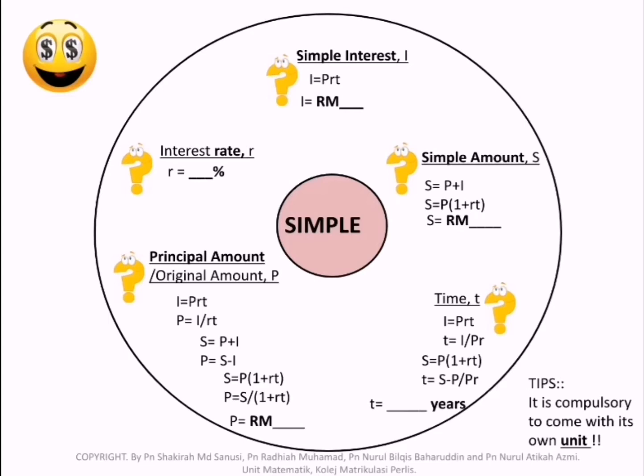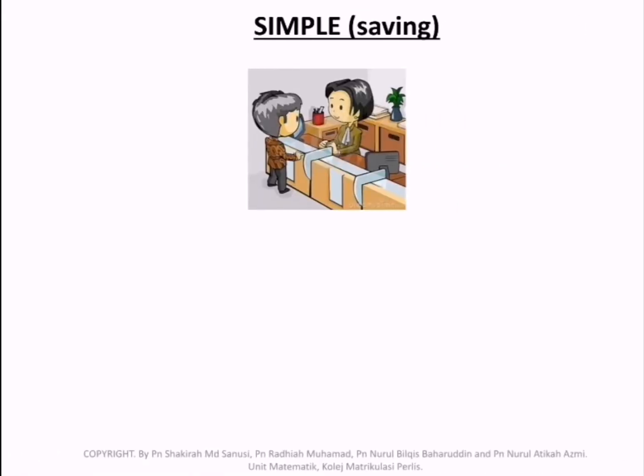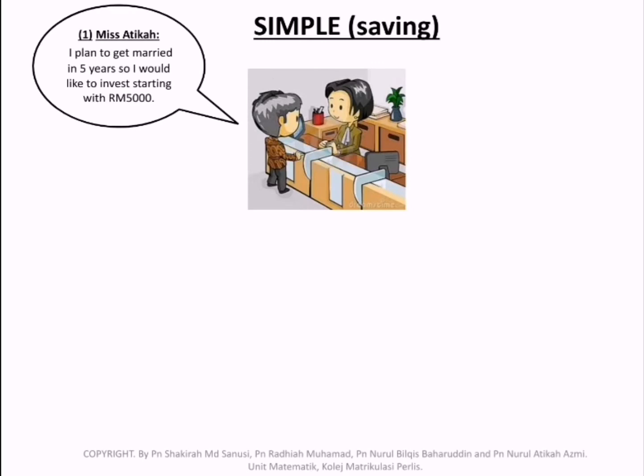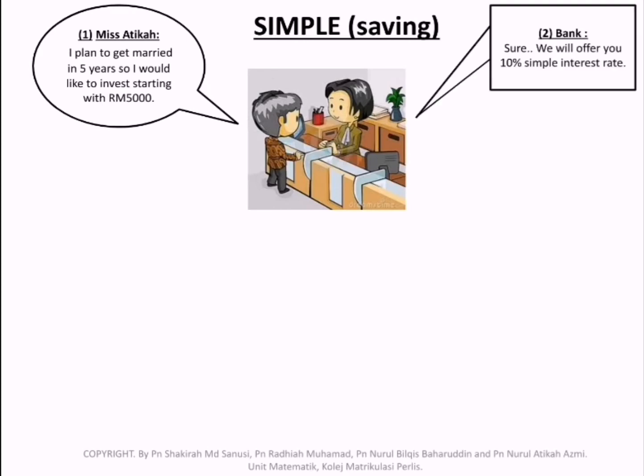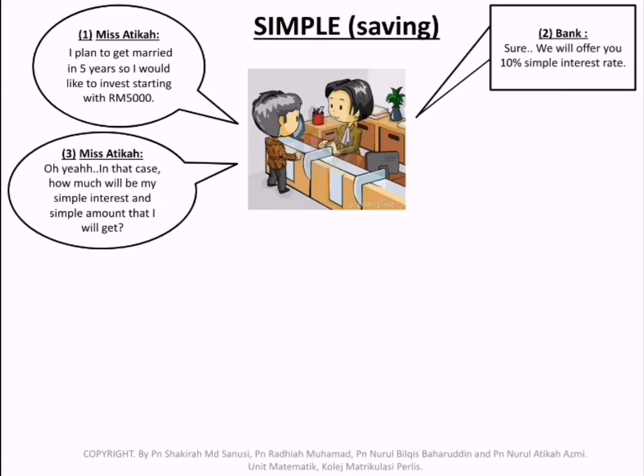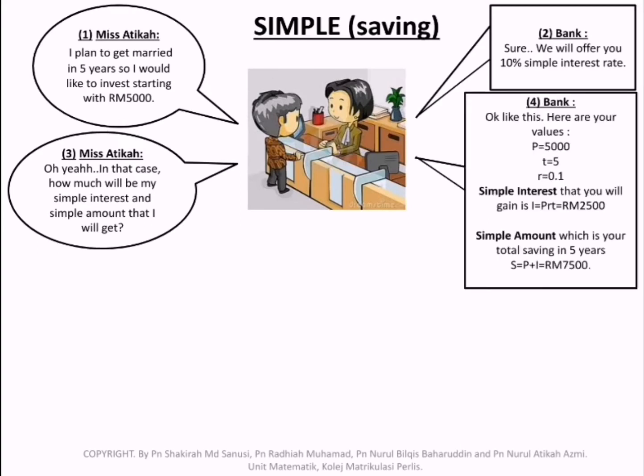Okay, so now let's look at the situation for simple. This is situation for simple saving. Assalamualaikum, sir. Waalaikumsalam. May I help you? Yes, actually, I plan to get married in 5 years. So, I would like to invest starting with 5,000 ringgit, sir. Sure. We will offer you 10% simple interest rate. Oh, in that case, how much will be my simple interest and simple amount that I will get? Okay, like this. Here are your values.